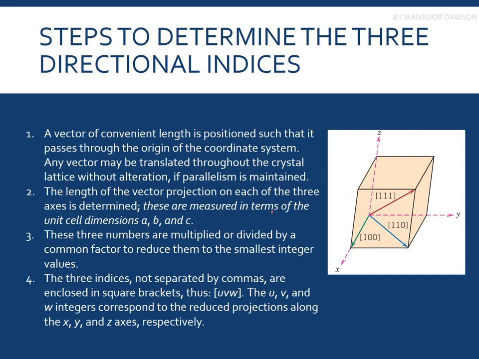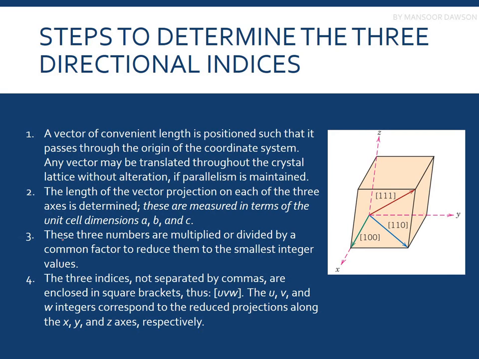Okay. So, secondly, the length of the vector projection on each of the three axes is determined. These are measured in terms of the unit cell dimensions A, B, and C. So, whatever these directions would be, they would represent the lattice constants or the lattice parameters A, B, and C, which is this: A, B, and C, the height. In a cube, they would be all equal, but in an orthorhombic or in a different crystal lattice structure, these lattice dimensions would be unequal.